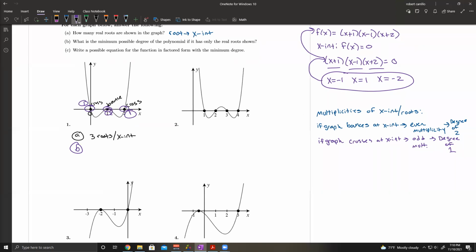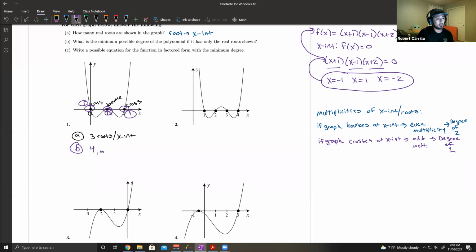So basically, what is 1 plus 2 plus 1? 4. Right? 4 is our minimum degree. And the reason we say minimum is because the answers for this could be many, and we're just trying to keep a minimum answer. We want the minimum answer for this.